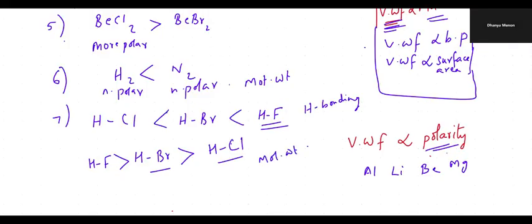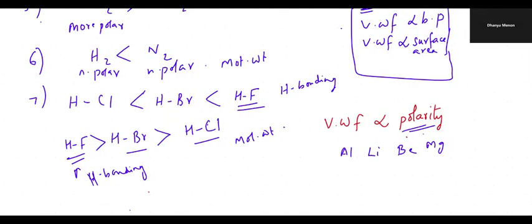Hydrogen fluoride, we check for hydrogen bonding. It has hydrogen bonding. And one more example we saw was water, which also shows hydrogen bonding. That is why it has a stronger bond. The van der Waals force is more there. So hydrogen bonding is considered to be stronger than van der Waals forces.